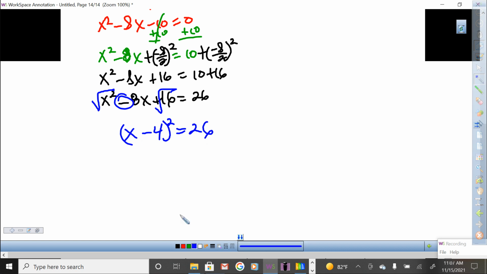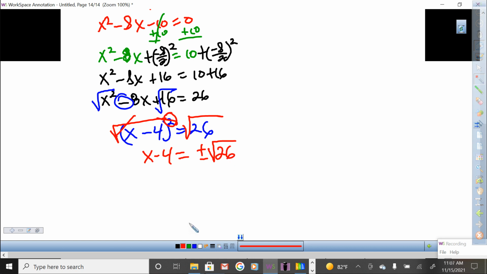From there we solve for x. That means we need to get rid of this squared, so I take the square root. Whatever I do to one side, I do to the other. I'm left with x minus 4 equals plus or minus the square root. I'm going to leave it as a radical for right now. I don't want to get into the decimals yet.